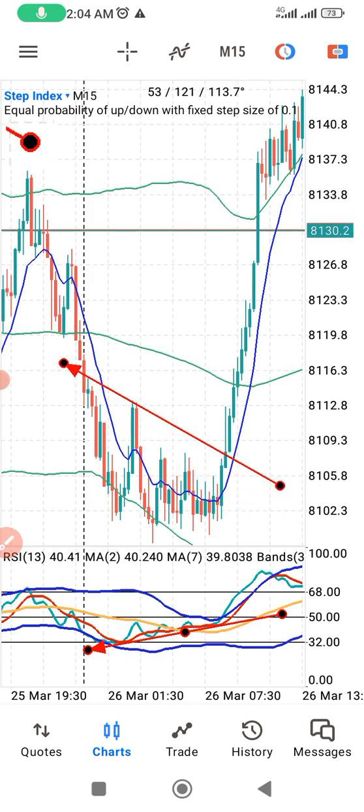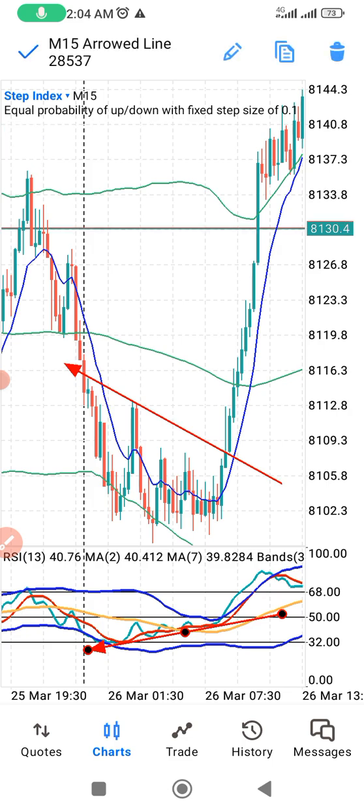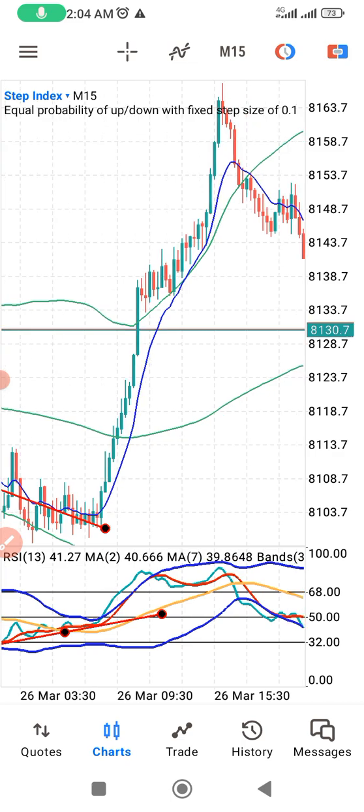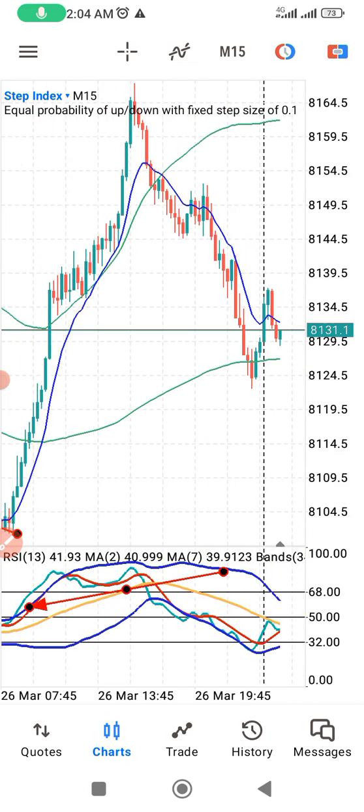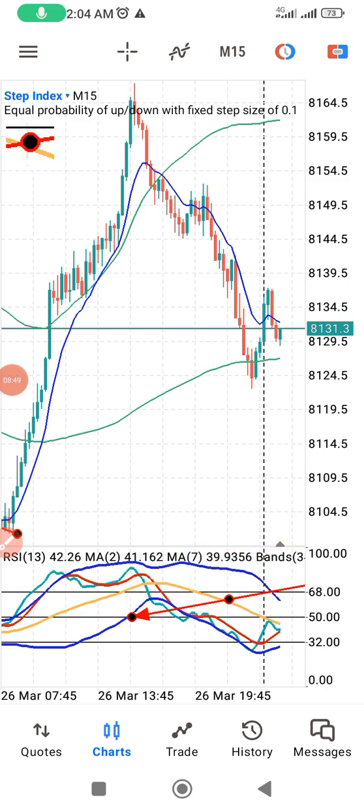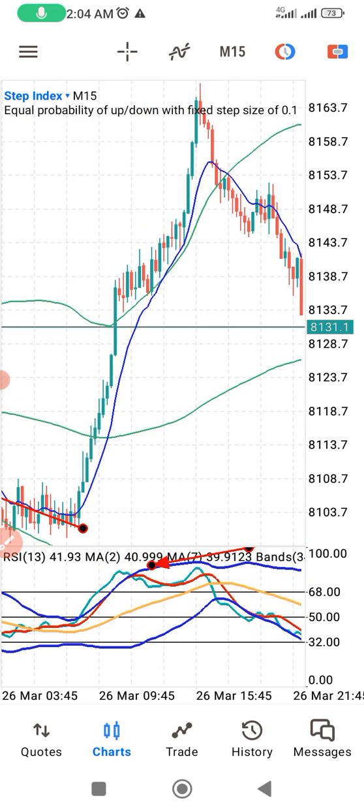So when you mark with your trend line, you just wait for a breakout of the zone, and then you are good to go. So that is what the trader dynamic index indicator is all about.